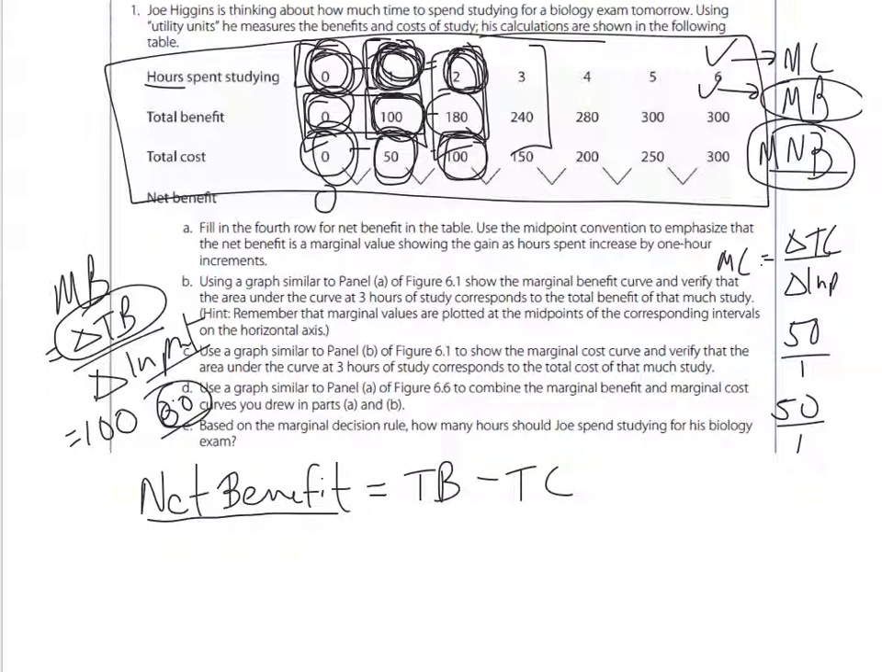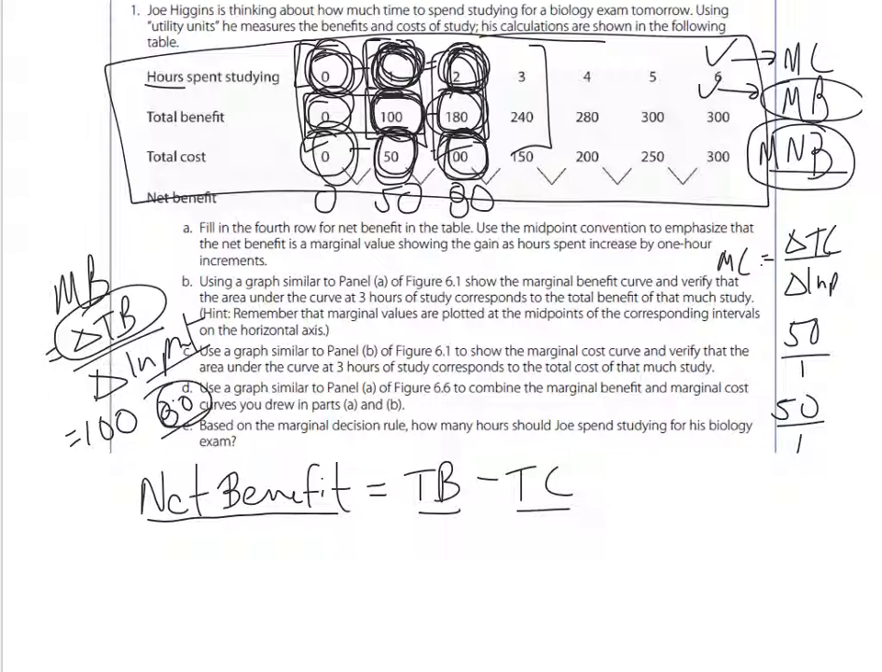If we go to 1 hour of studying, the total benefit at 1 hour of studying was 100, the total cost is 50, so 100 minus 50, the total benefit minus total cost, so the net benefit is 50. If we're looking at 2 hours, again, we're calculating total benefit, 180, minus total cost, 100, so the net benefit is 80.